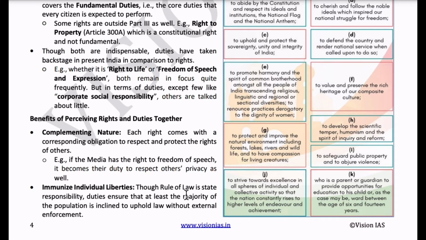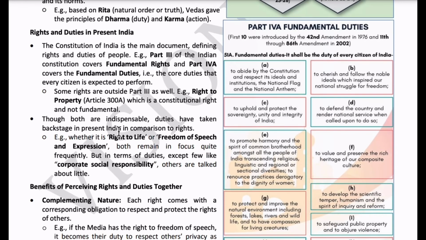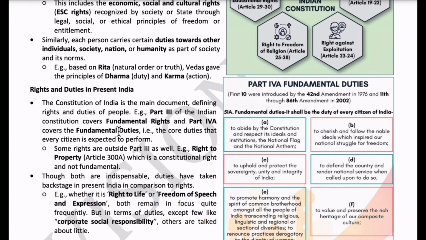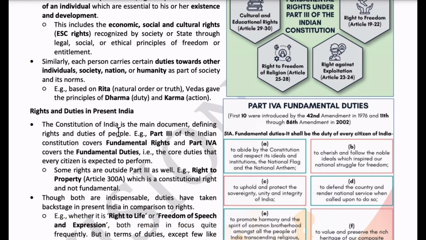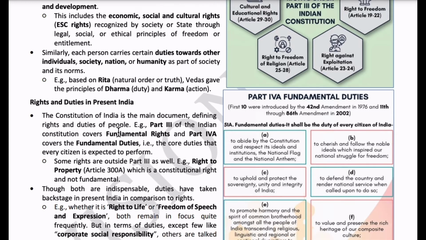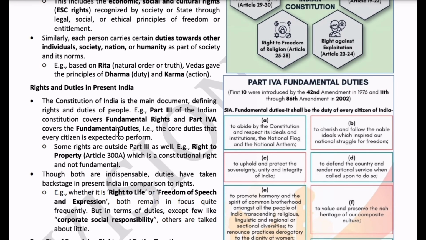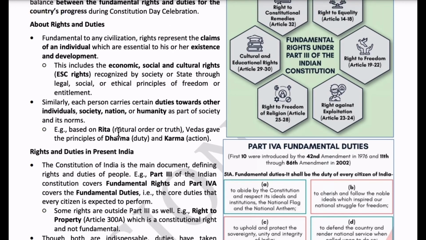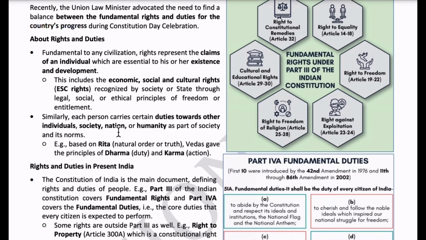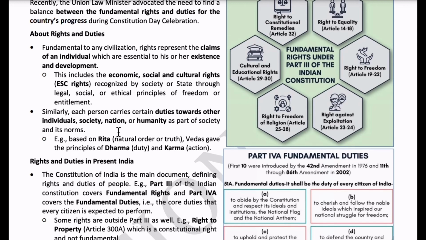So these fundamental rights and fundamental duties are the basics for a peaceful, cooperative and democratic country. Here, fundamental rights are the basic rights which every citizen needs, and these are guaranteed under the constitution. These are also essential for his or her existence and development. This concept is inspired from the USA's constitution, right?